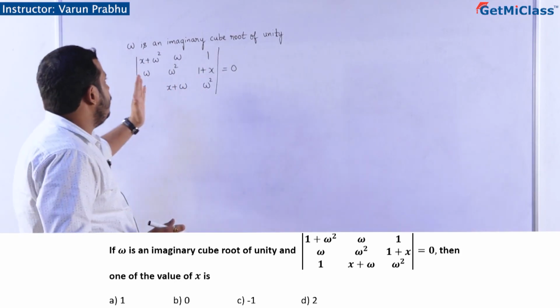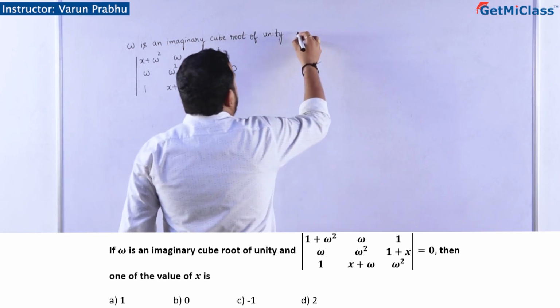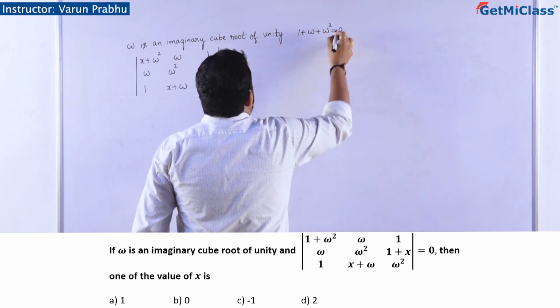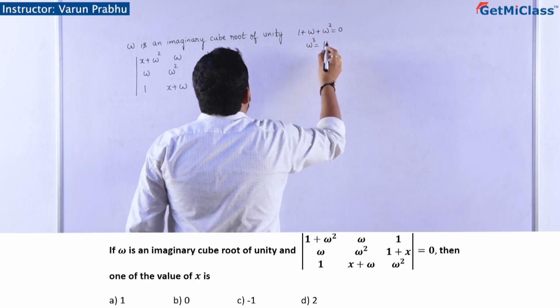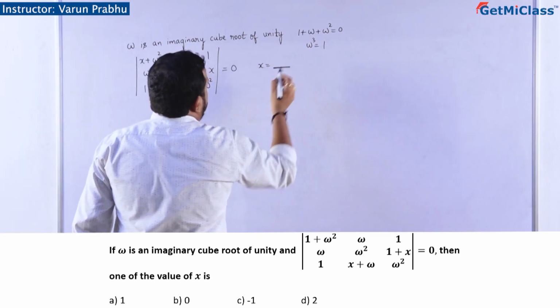If you look at this question, students, if omega is an imaginary cube root of unity, if that is the case, what is the cube root of unity? The formulas are related: 1 plus omega plus omega square is equal to 0, and omega cube is equal to 1. Then what can be one of the possible values of x as the question asked?